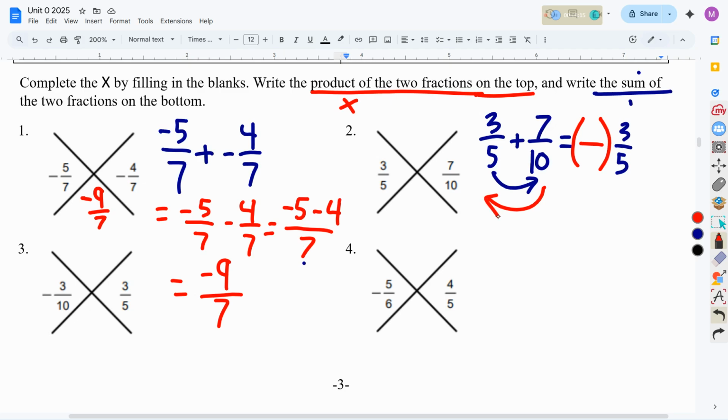I'm not going to be able to multiply 10 by something to get a 5. But if I multiply 5 by 2, I would get 10, right? So that's useful. Okay, so we're going to keep that. And then we're going to copy the other fraction. So now we have 3/5 plus 7/10.